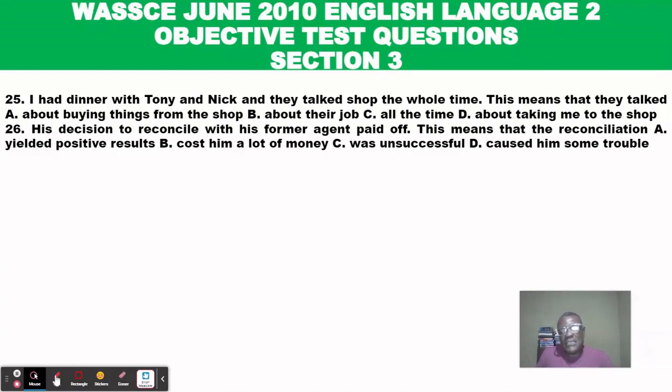This means that, excuse me, this means that the reconciliation A yielded positive results. Yes, that's the appropriate interpretation. B, cost him a lot of money, no. C, was unsuccessful, no. D, cost him some trouble, no.